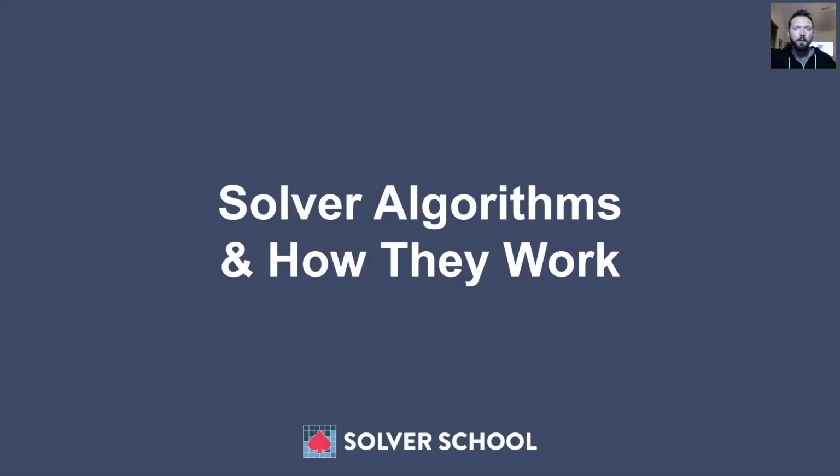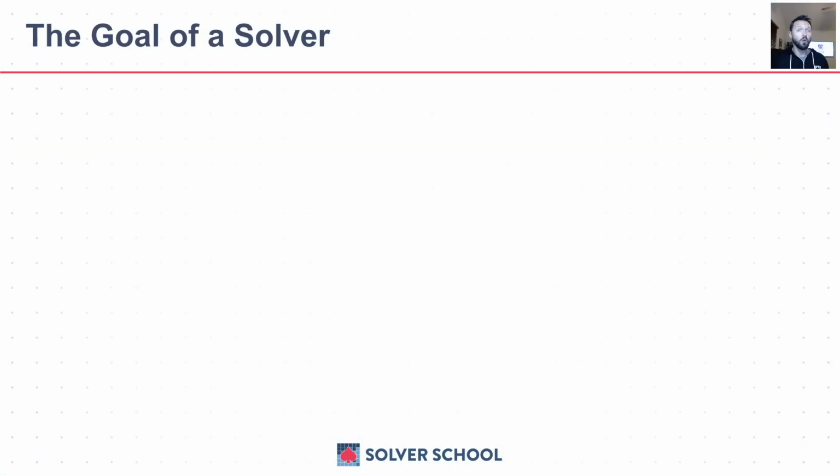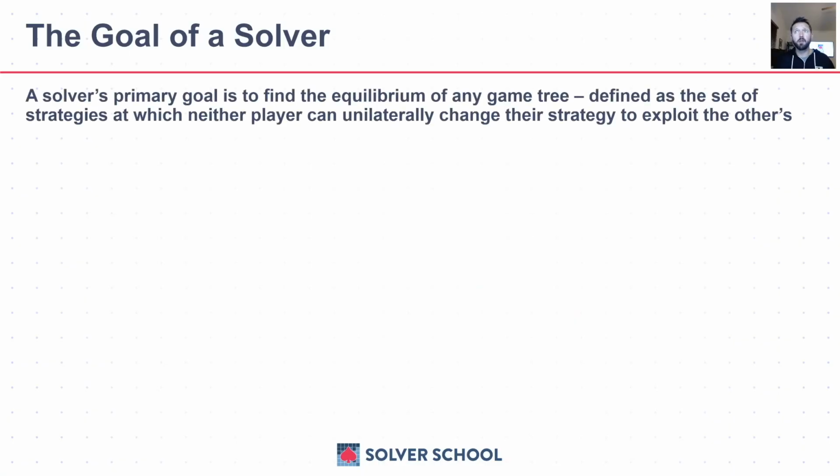So now we've spent a few videos discussing game theory, introducing some game theoretical concepts such as game trees and decision nodes. Now we can actually start understanding a little bit more about solver algorithms and how solvers actually work. And we'll start by exploring what is the goal of an actual solver.